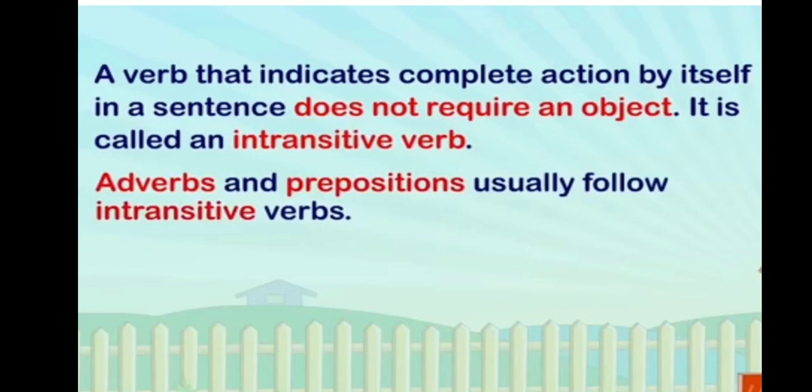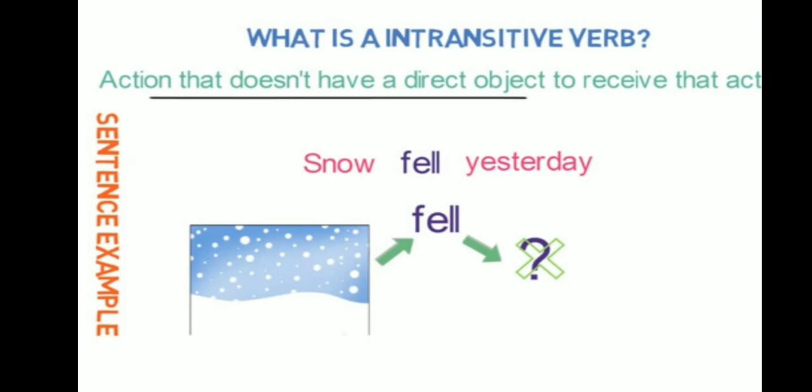Now let's see about the intransitive verb. A verb that indicates a complete action by itself in a sentence and does not require an object is called an intransitive verb. Adverbs and prepositions usually follow intransitive verbs. Let's see some examples.